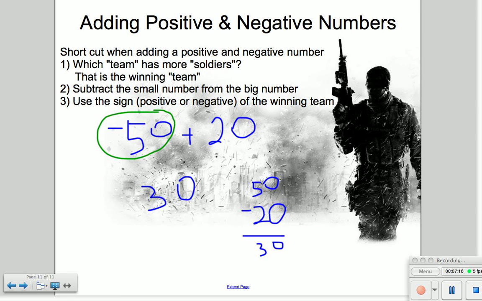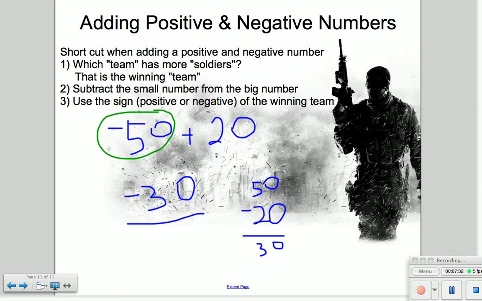Question is, which side are they on? And remember that I circled my negatives because they had more men, so that is going to be my final answer, negative 30. Okay?